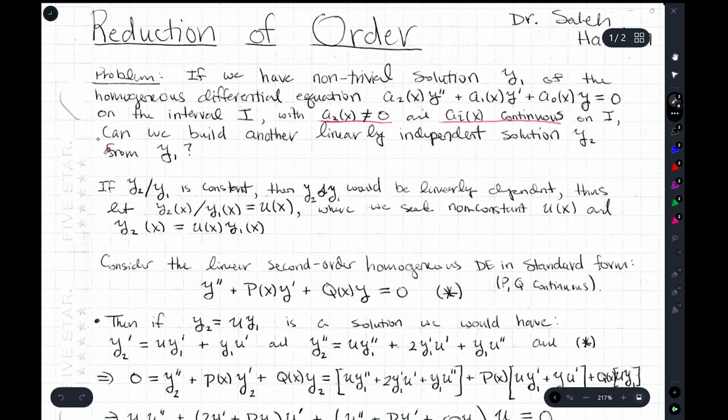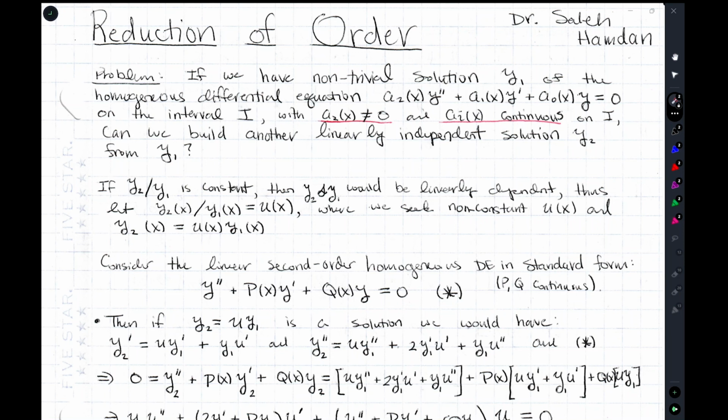So here's the question. Can we build another linearly independent solution y2 from y1? So we start with one solution to the second order homogeneous linear differential equation, and we're asking, can we get a second linearly independent solution from y1?